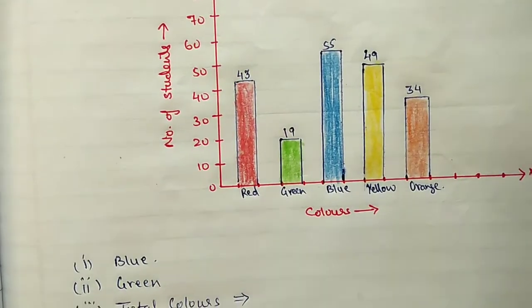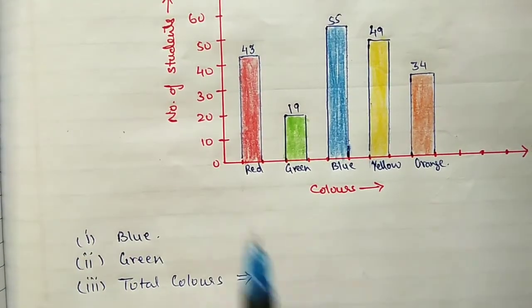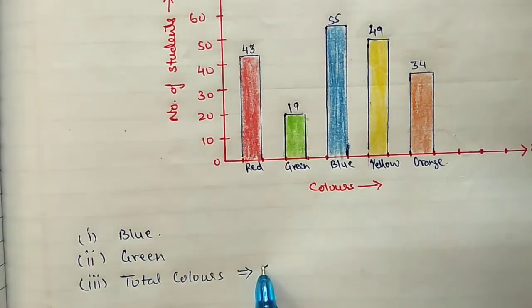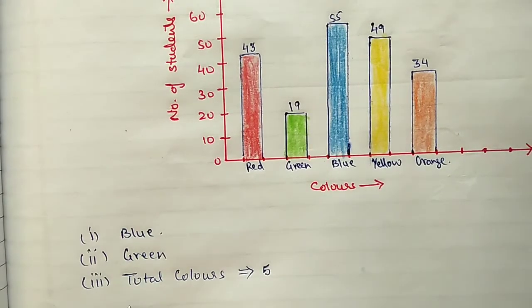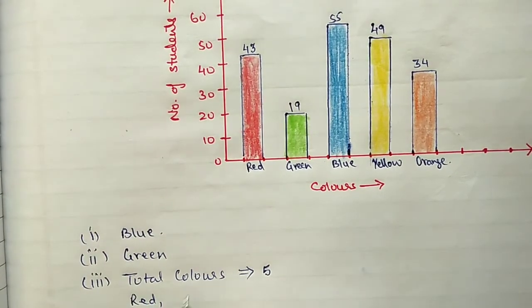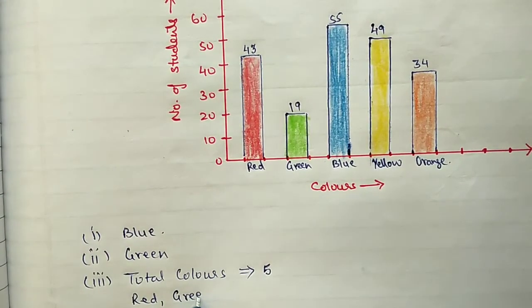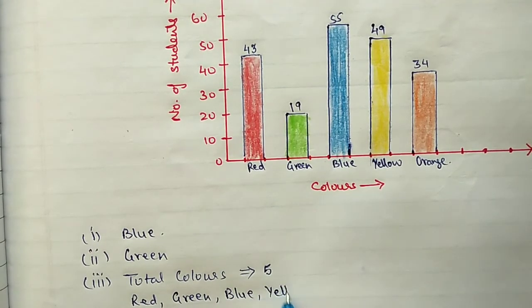And third question we have, how many total colors are there? Total we have 1, 2, 3, 4, 5 colors, and what are they? They are red, green, blue, yellow and orange.